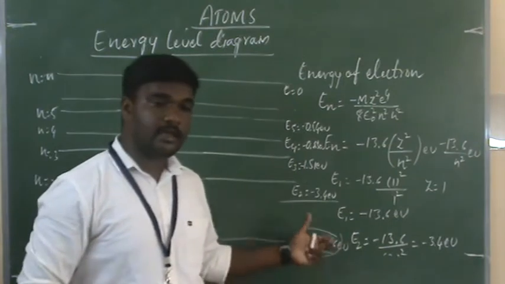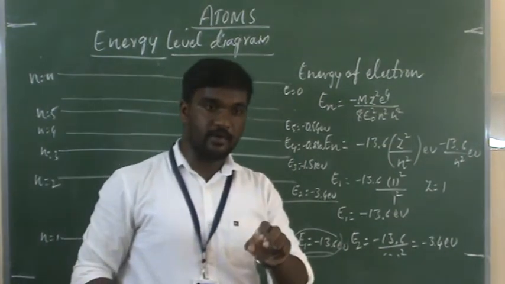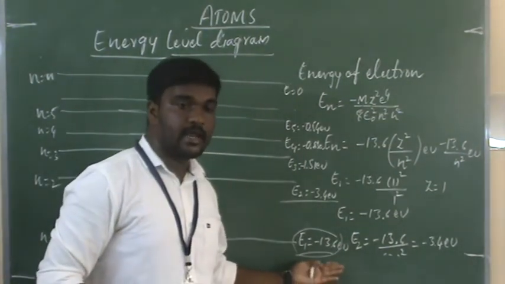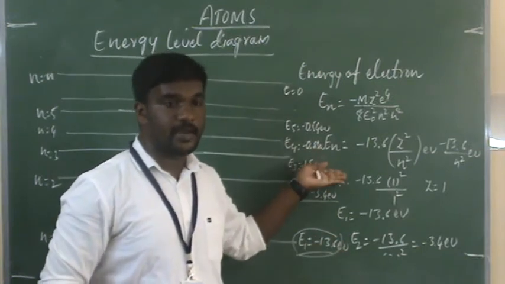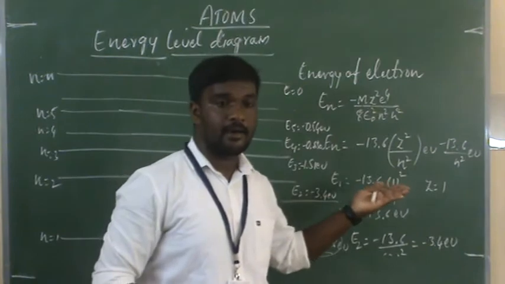We supply the energy. So when the energy is supplied to the electron, the electron is excited from the ground state to the second orbit or a higher orbit.